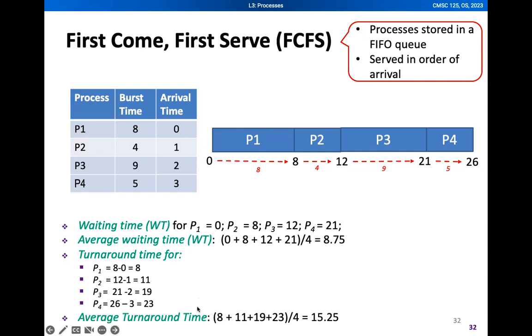And for computing the average turnaround time, we simply have to sum this all up and divide by 4, since there are 4 processes. And it is equivalent to 15.25.